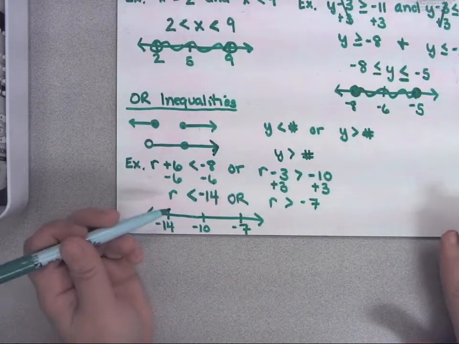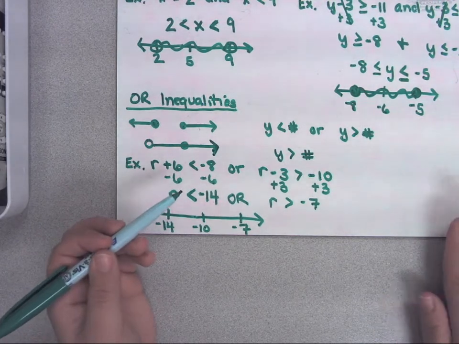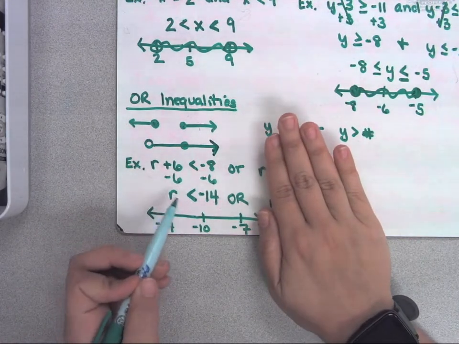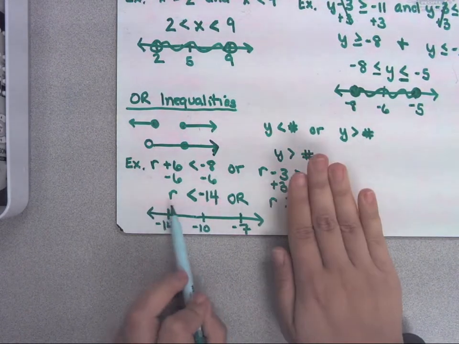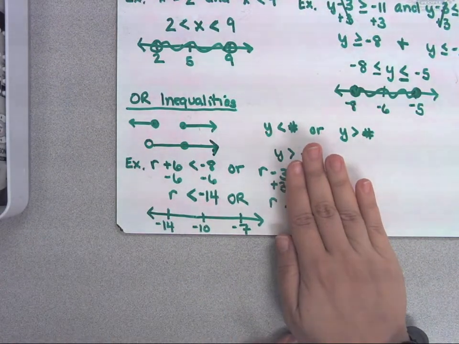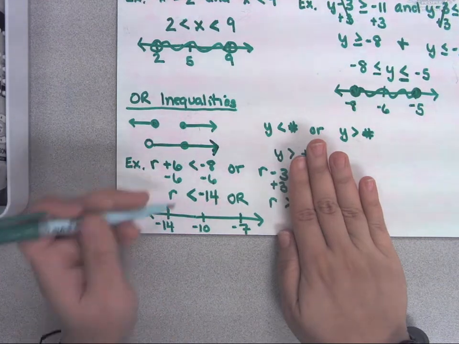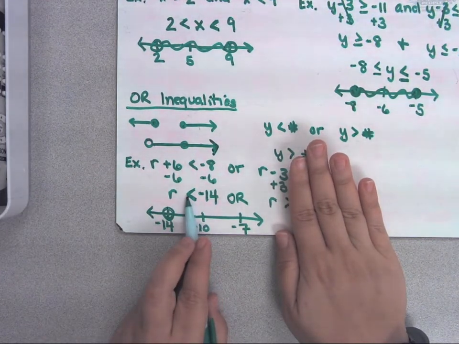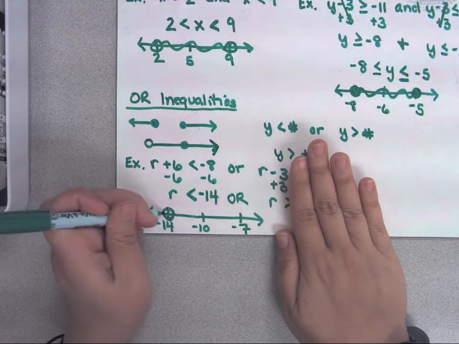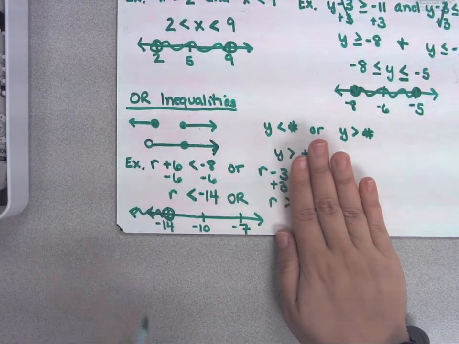So since these are two separate things, draw them separately. Do one at a time. R is less than negative 14. If you always have your variable on the left, it helps you. Is that an open or closed circle with a negative 14? Open. Which way is my squiggle line pointing with this guy? The left, so he's going to squiggle this way.